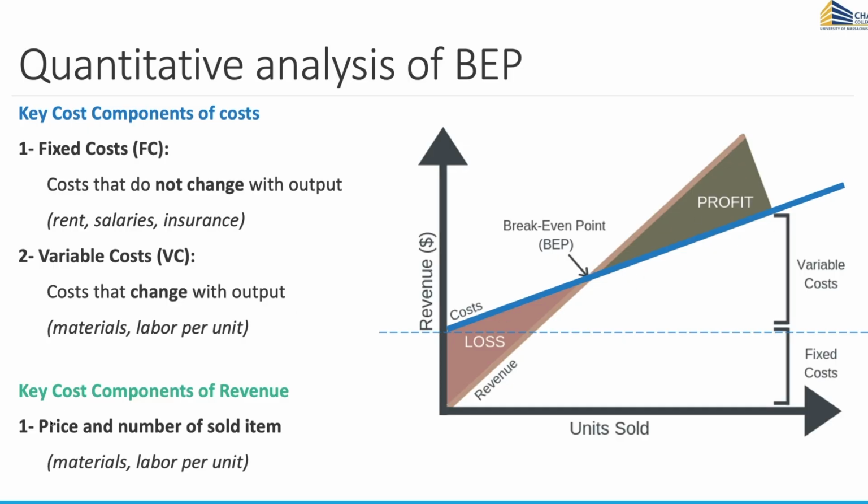When we talk about revenue, revenue comes from the number of items that we are selling multiplied by the price of that item. So if we sell 0 items, we have 0 revenue, and as we sell more items, the money comes in. So we have the revenue line here. The intersection of the cost and revenue is called the break-even point, the place where both revenue and total cost are equal and there is no profit.